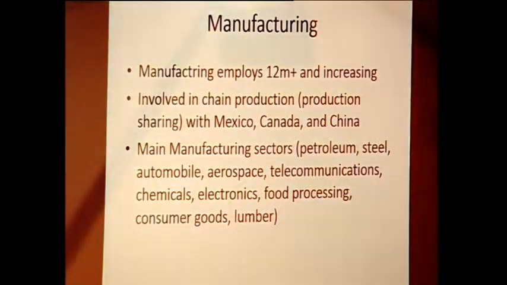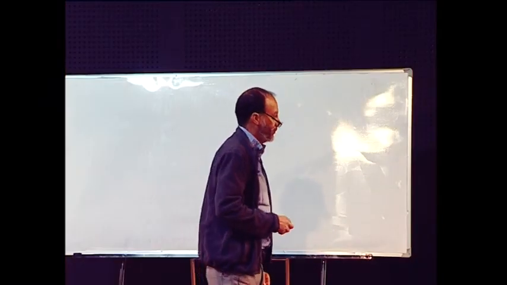Now, there is something called production sharing, where many countries contribute to the production of the same product. And here the United States is involved in chain production with Mexico, Canada, and China. With Mexico and Canada because they are the neighbors within the NAFTA agreement, that's the North American Free Trade Agreement, and also China being also a great manufacturer.